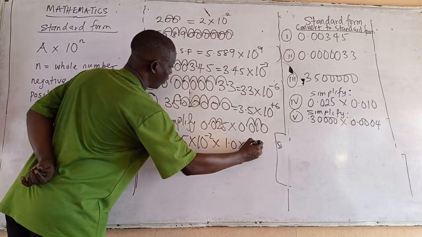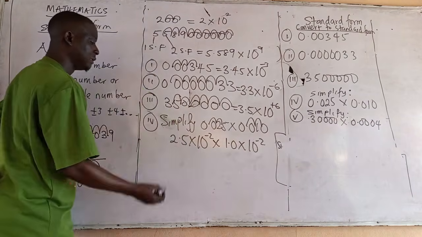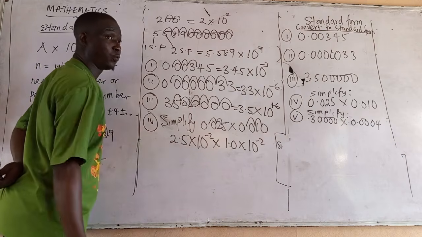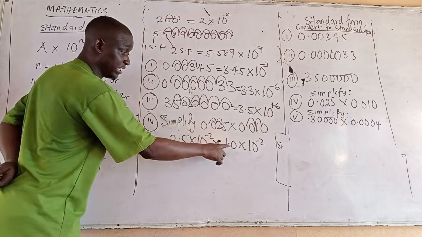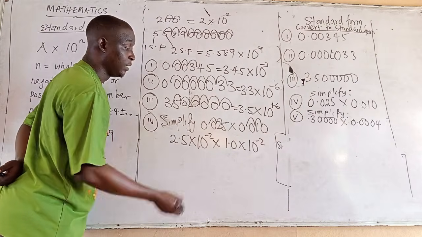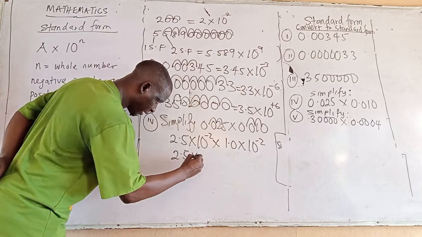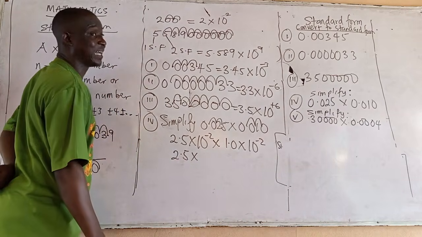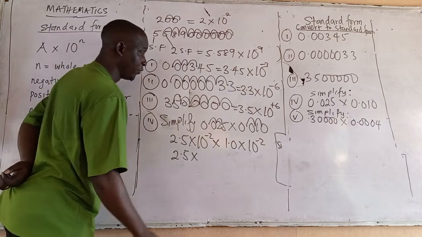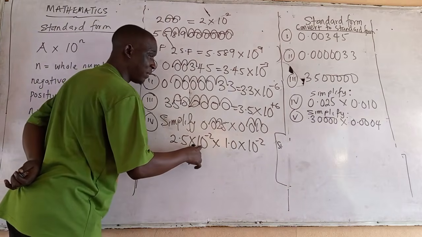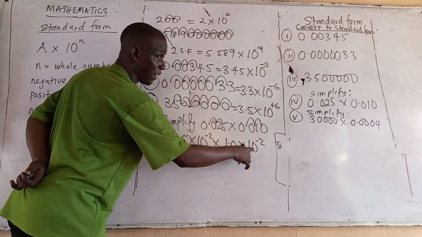What do you have? 1.0 times 10 by what? Now, 2.5 times 1.0 is what? You know this 1.0 is same as 1. Yes. 1 times 2.5 is not 2.5? Yes. 2.5 times, because they say we should leave our answer in standard form, convert to standard form. So this one now, this is 10 by minus 2. This is 10 by minus 2.